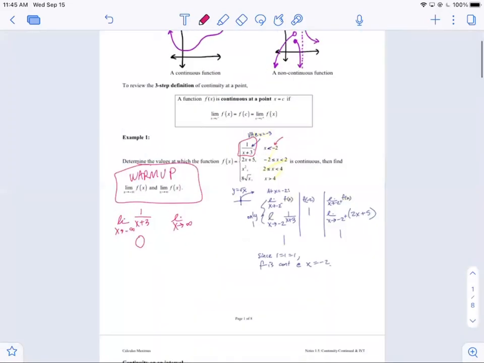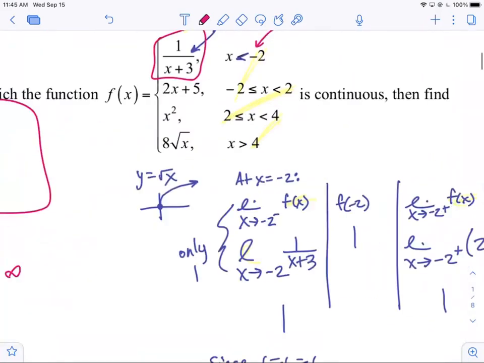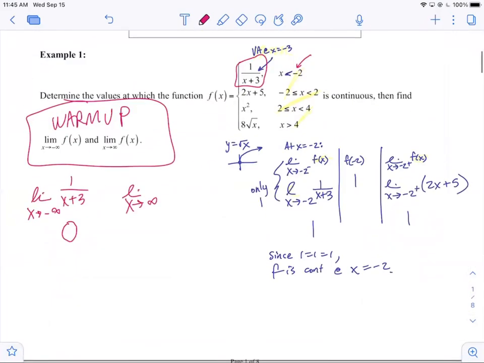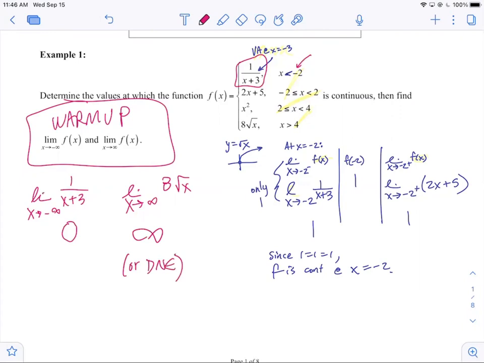If you want to write out the piece, it's 8 root x, and you can use direct substitution here. But don't write it out like that, otherwise it's a heart attack waiting to happen. Not for me, but for somebody else. The square root of infinity is infinity, and what's infinity times 8? Infinity. So infinity is the better answer, but DNE is a safe answer.